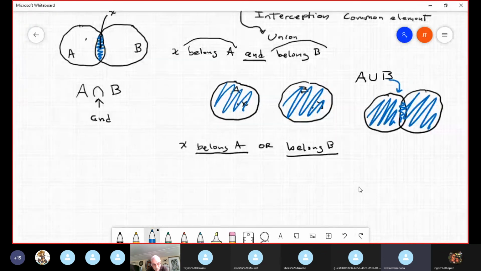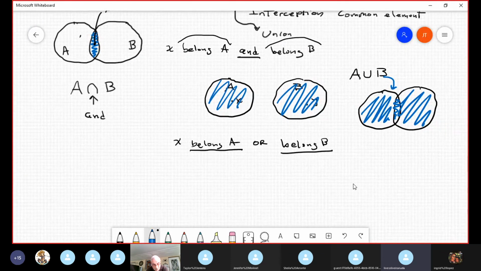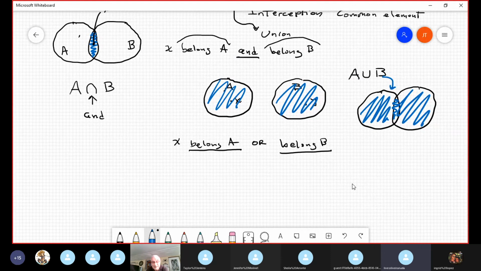Professor, I didn't understand the union very well. Union is easy. Union is complete A plus complete B. See, if we have a common element, you consider it only one time. You consider it only one time. Okay, let's do it now using this circle.